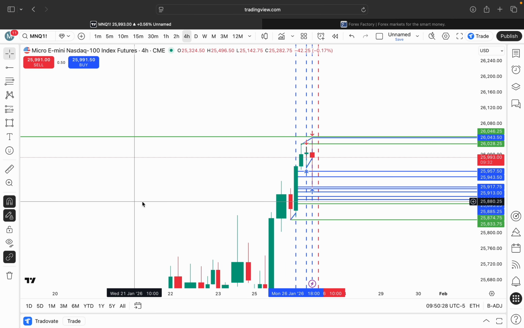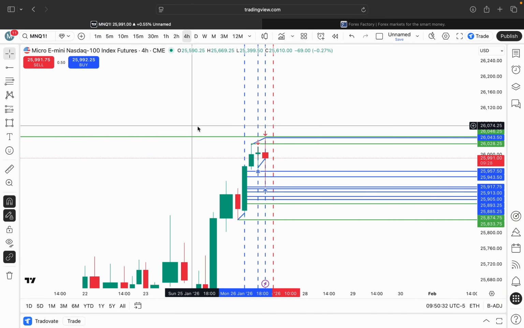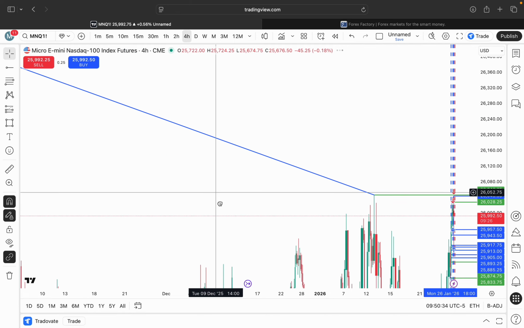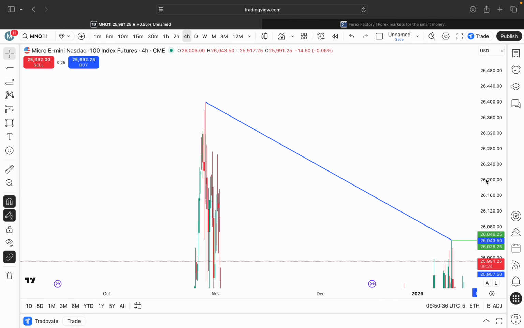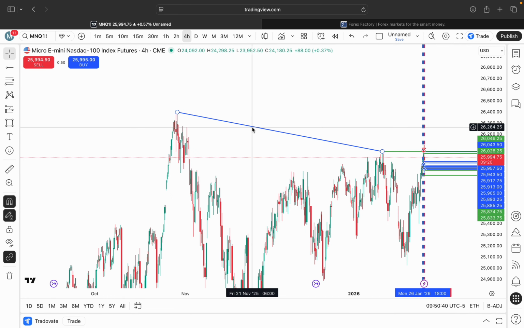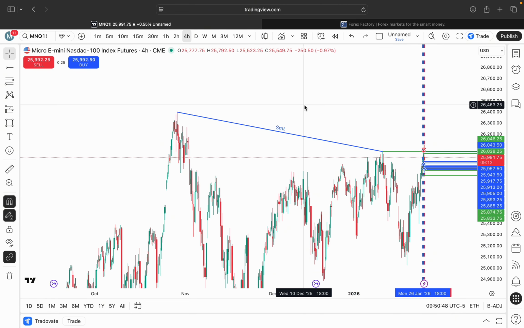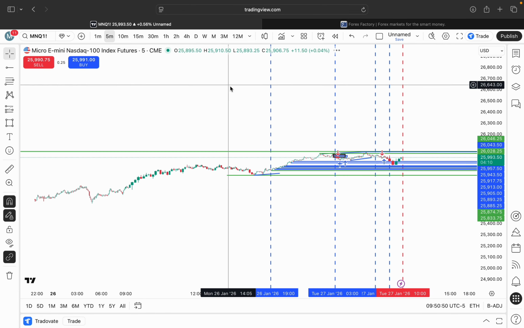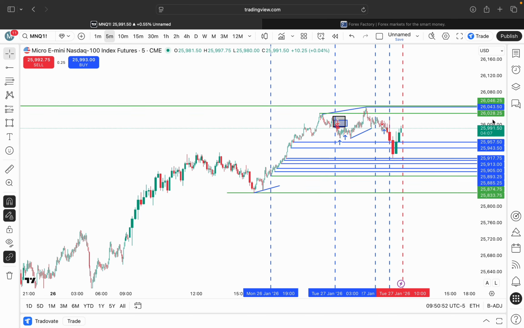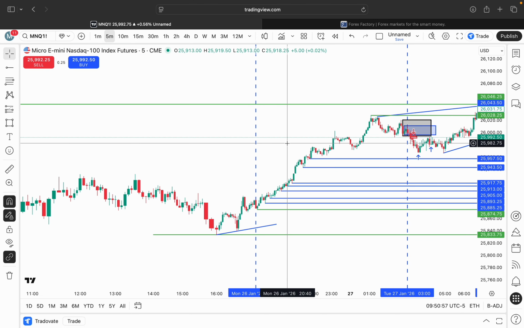Right after that, I marked out our SMT divergence. Obviously, we tried to find a high time frame SMT. As you can see, we found a bearish SMT at the 4-hour time frame. So I look at either the daily, 4-hour, 1-hour, the 5-minute, or the 1-minute. Sometimes I also look at the 30-minute for SMTs and bias, I guess.